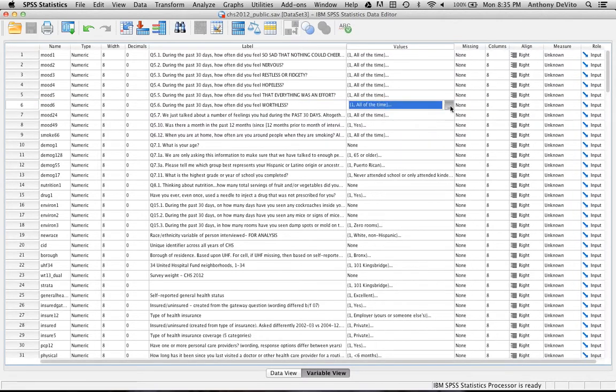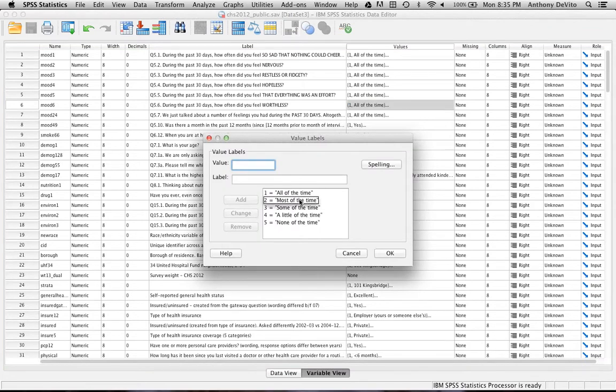Okay, the values are all of the time, most of the time, some of the time, a little of the time, none of the time. Do you think that the average age for people that would say all of the time is different than the average age for people that would say none of the time? Think so? The average age, let's give it a try.